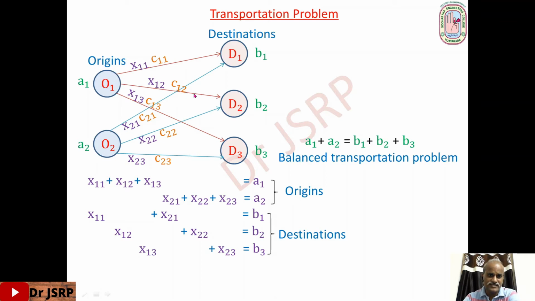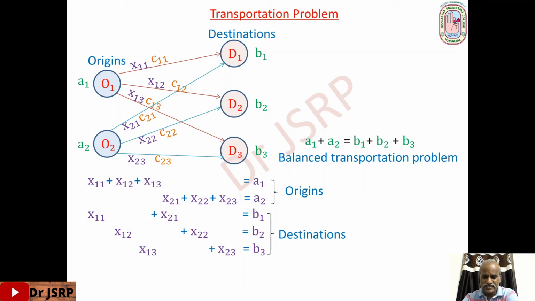Similarly, from first origin to second destination, cost per 1 unit is C12. Total number of units are X12. So cost is C12 X12. Similarly, from first origin to third destination, C13 X13. From second origin to first destination, C21 X21. Second origin to second destination, C22 X22. Second origin to third destination, C23 X23.